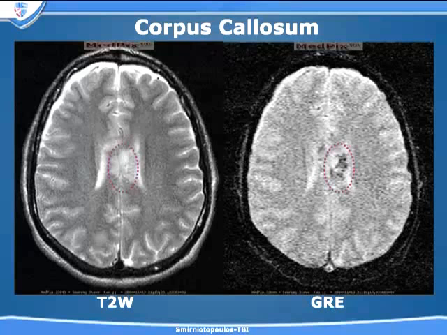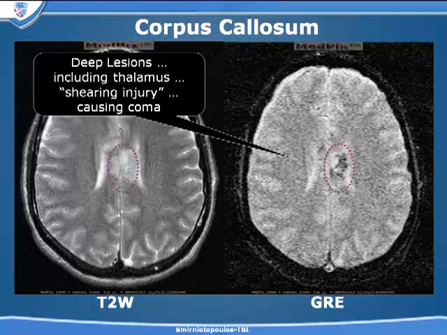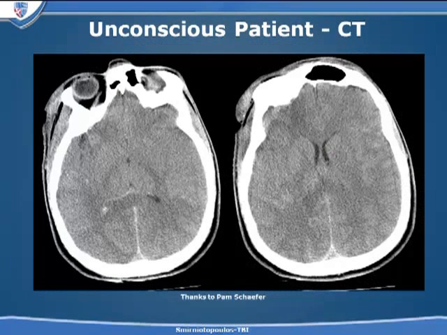We did not identify anything in the corpus callosum on the CT scan. In this particular case, the lesion is large enough to cause an abnormality seen on T2, as well as the classic areas of T2 shortening seen on the gradient recalled image. And again, these lesions are sufficient to produce the coma that was identified in this patient.